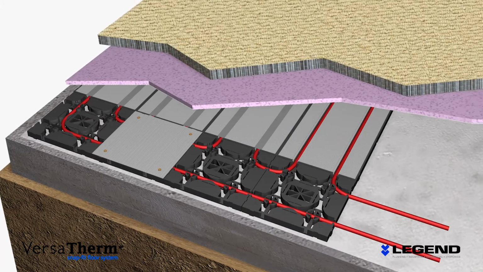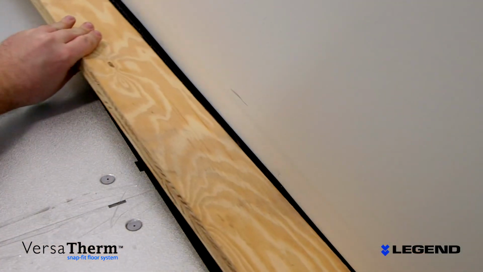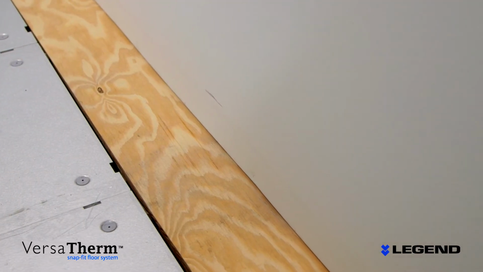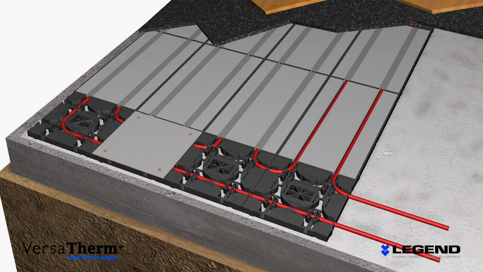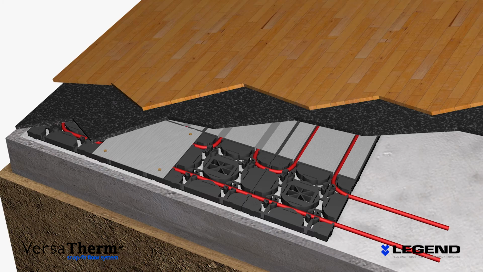Pad and carpet are installed directly over the VersaTherm system. When installing a pad and carpeting, use 3/4 inch plywood to provide a perimeter of at least 3 inches around the floor to attach tack strips for the pad and carpeting. Wood laminate can be installed directly over VersaTherm by following the laminate floor manufacturer's installation instructions.